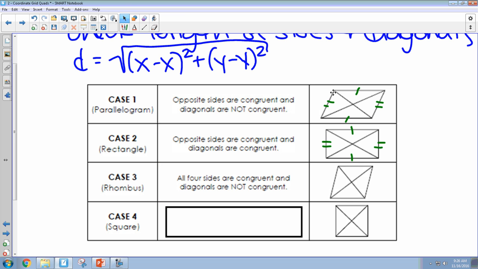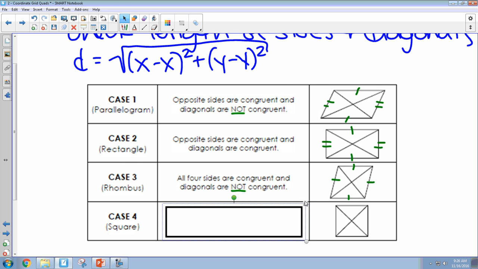Next one is a rhombus. All four sides are congruent, just like we talked about before. If you look at your sheet, though, rhombi do not have congruent diagonals. So here you would check that your diagonals are not congruent. Again, you can use your flow chart to verify all of this information as we go.